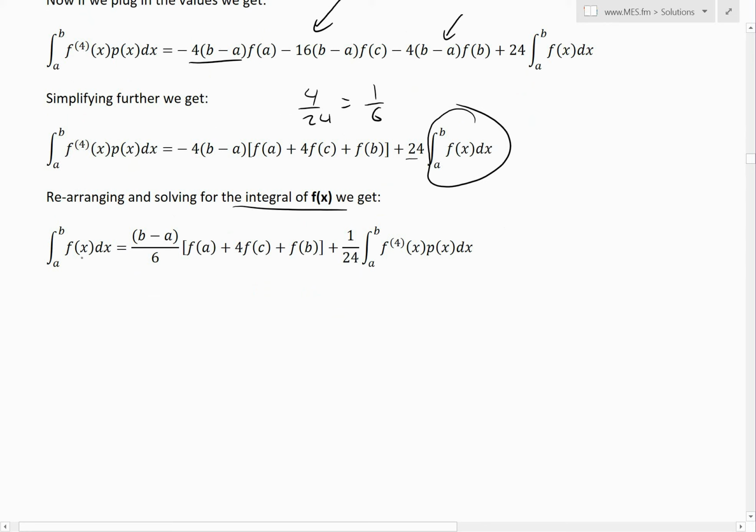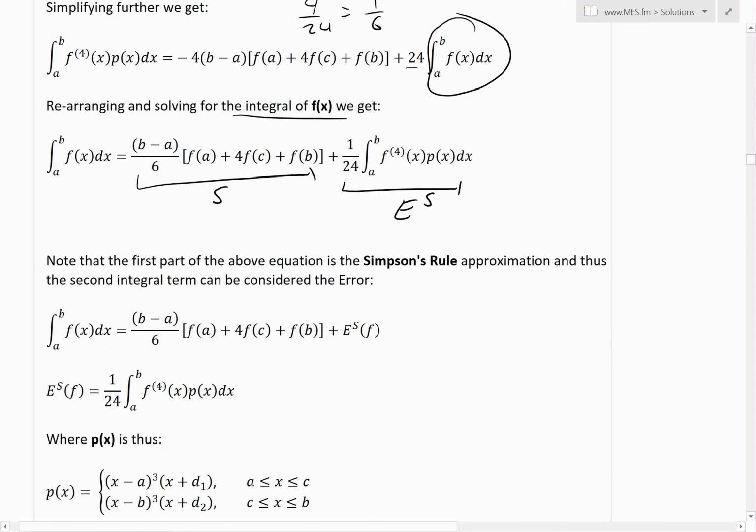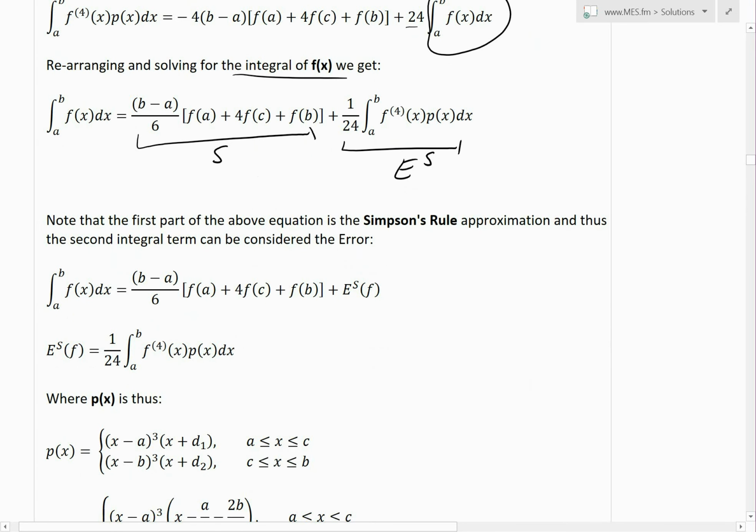So this is our function right here. As you can see, this is the Simpson's rule approximation. That's our S, our Simpson's rule approximation. And this one could be considered our error. I'll call this E of S. Like I just said, note that the first part of the above equation is a Simpson's rule approximation, and thus the second integral can be considered as the error.